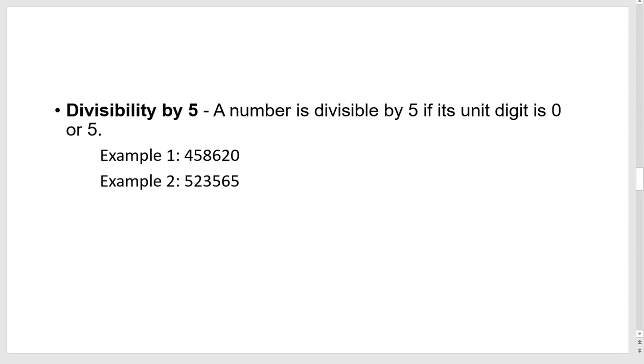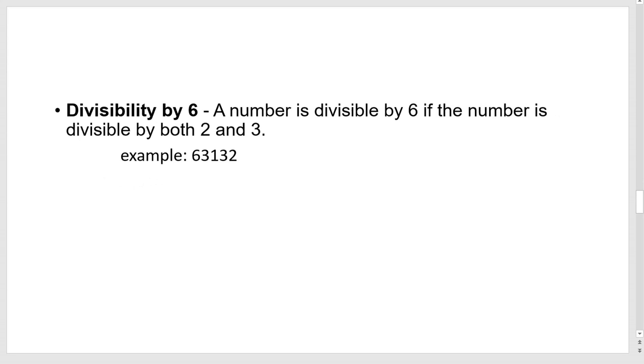A number is divisible by 5 if the units place contains 0 or 5. It means if the units place contains 0 or 5, it is absolutely divisible by 5. So for example, here example 1 is 458620, where the units place is 0, and example 2 below has 5. So both numbers are divisible by 5.